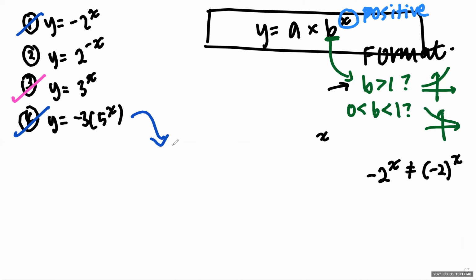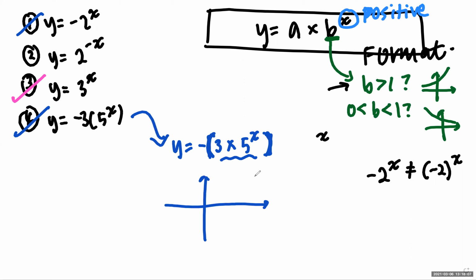For number 4, you must make sure that you write it as y is equal to minus, open bracket, 3 times 5 to the power x, close bracket. Sorry, it must be a round bracket. So we must do the one inside first. If we do the one inside first, what does it mean? My y-intercept is how much? 3, and it's what kind of graph? Growth or decay? Growth graph, right?